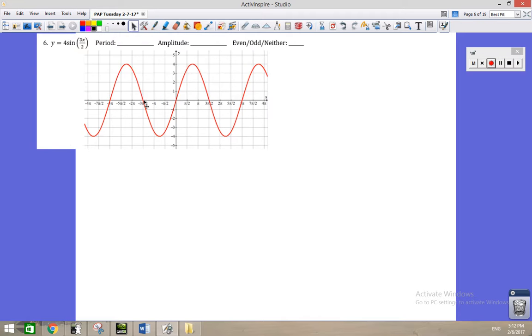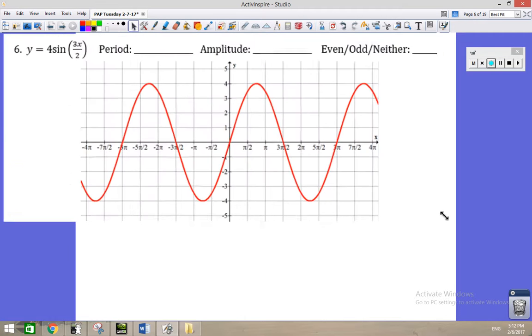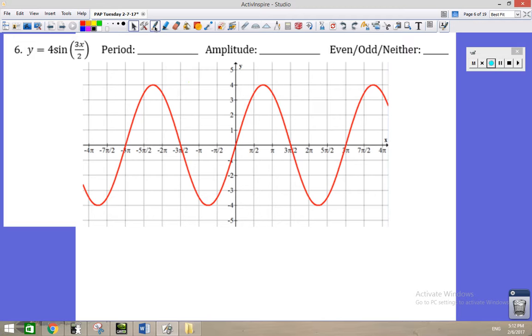Here, let's see if we can trace out one complete period of the sine curve. We're starting here at 0. We're going up, and then we come down, and then we come back here, and that x-coordinate right there is 3 pi. This x-coordinate is 0, so this multiplier 3 over 2 changed my period from 2 pi to 3 pi.